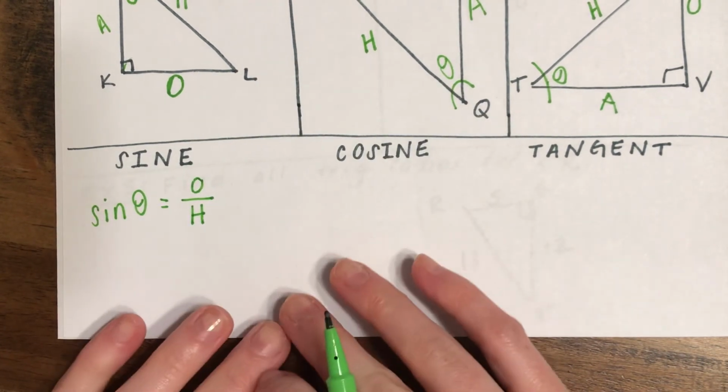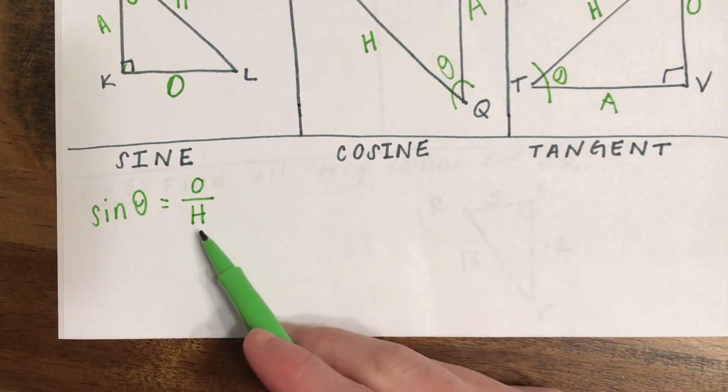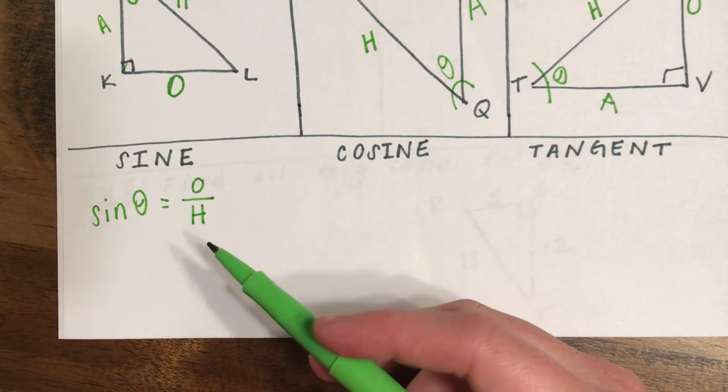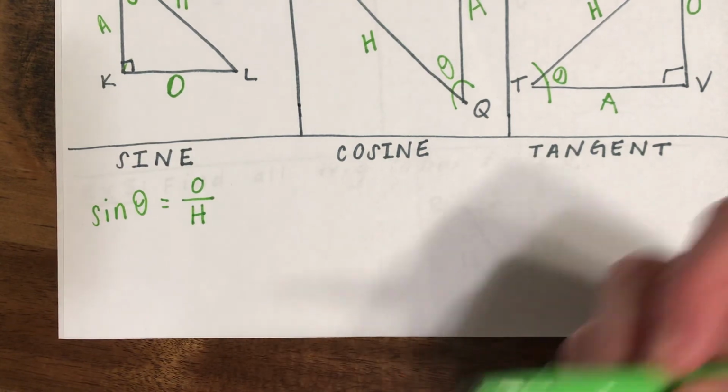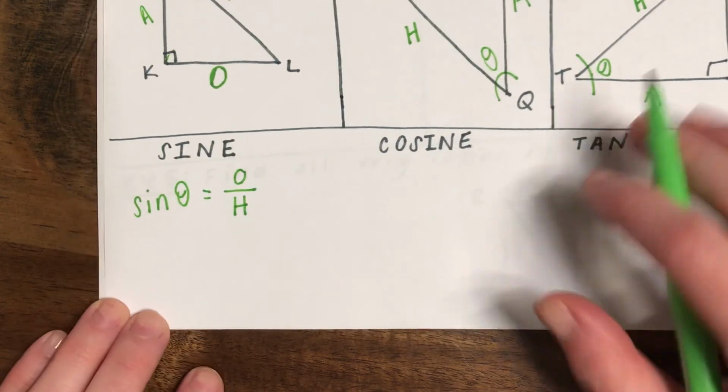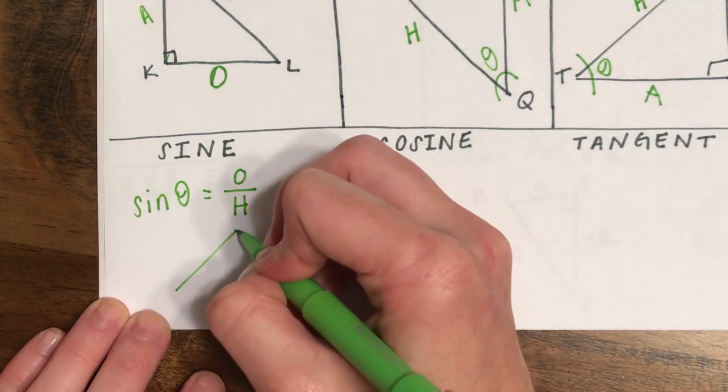Okay, so let's say, for example, in a triangle, we're given the hypotenuse is 12 and the opposite side across from the reference angle is 6. The ratio would be 6 over 12. Okay, so it might be helpful here. Let's draw a little triangle.